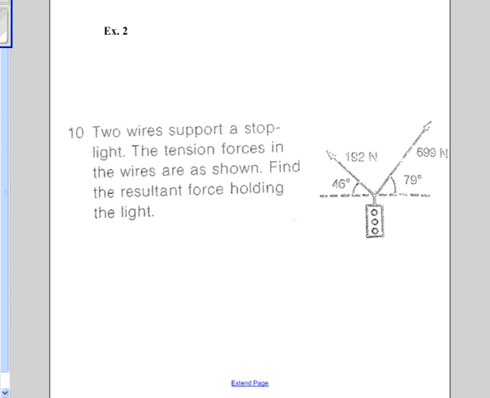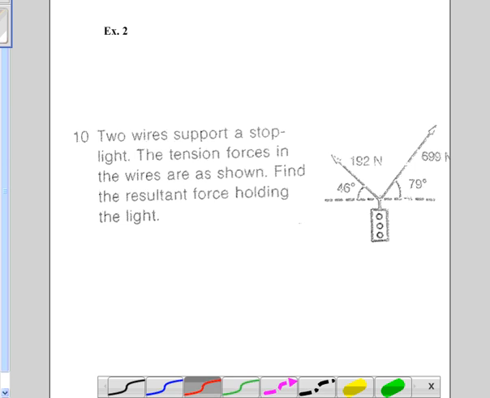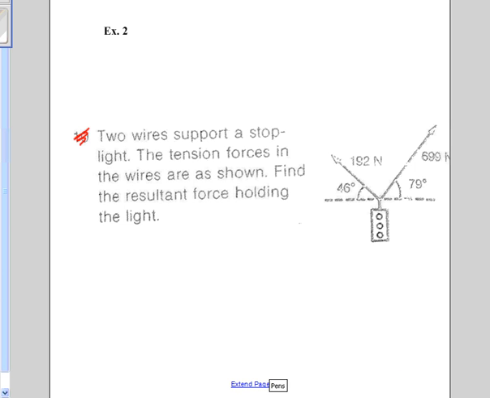Example number 2. All right. 2 wires support a stoplight. The tension forces in the wires are as shown. Find the resultant force holding the light. So we have force number 1. I'm going to call him little f. He is pulling upwards and to the right, both. I have a second force, which I'm going to call little g, who also pulls upward, but to the left, holding up that stoplight.